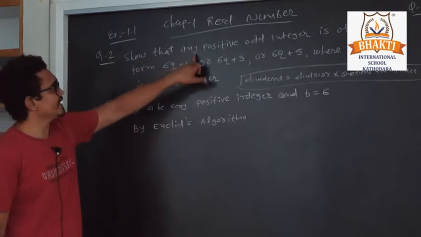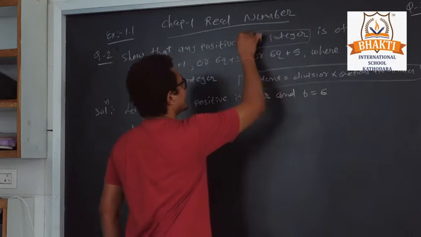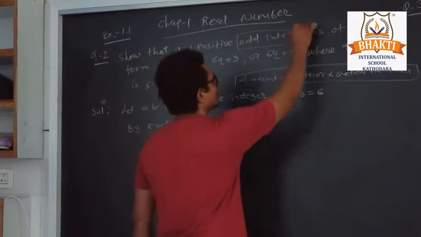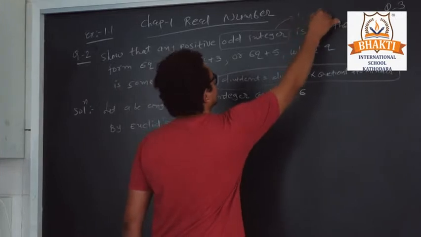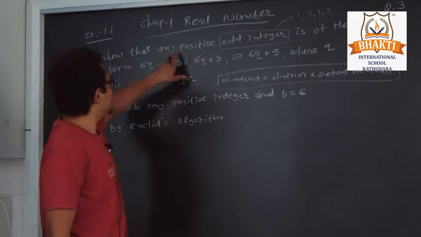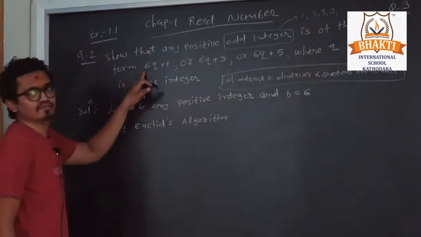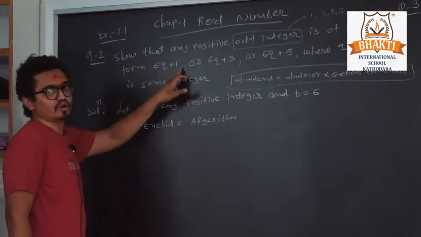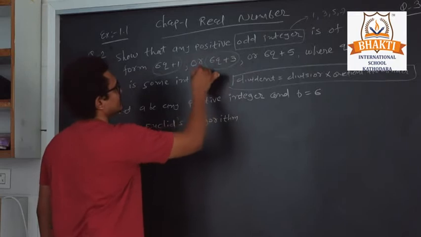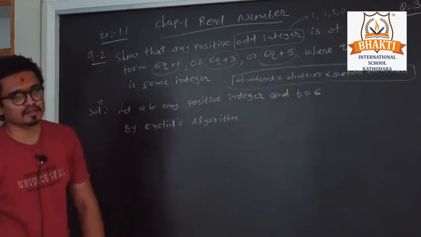Show that any positive odd integer. Which kind of integer are they talking about? It is an odd integer, like 1, 3, 5, 7, like that. So prove that any positive odd integer is always in the form of 6q plus 1, 6q plus 3 or 6q plus 5. So if we compare with our formula, how?